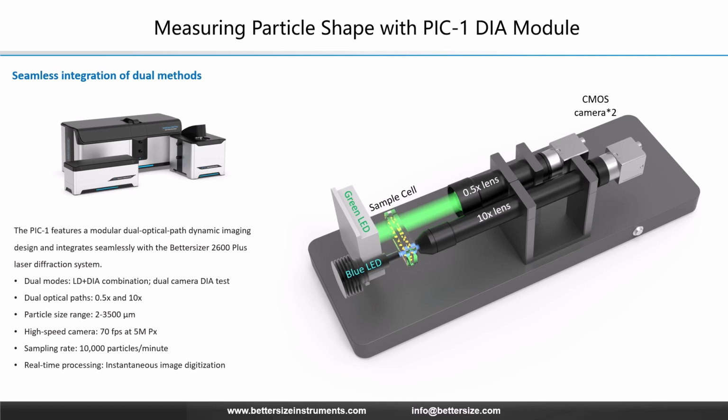Once inside, they pass through an optimized optical layout featuring two distinct passes. We utilize a 0.5 times magnification for coarser views and a 10 times magnification for fine details. Crucially, these two passes can acquire images synchronously or independently. This flexible design ensures that we can achieve high-resolution observation of both particle shape and size regardless of the sample complexity.